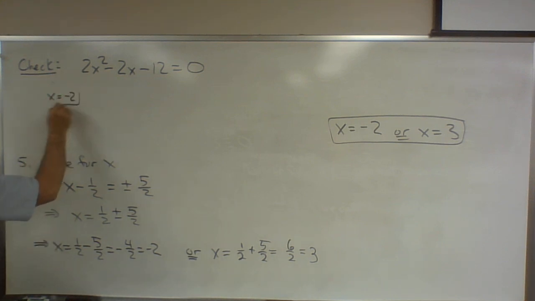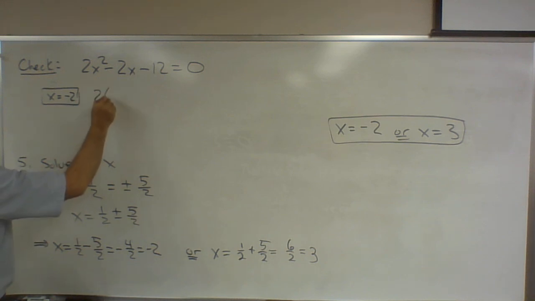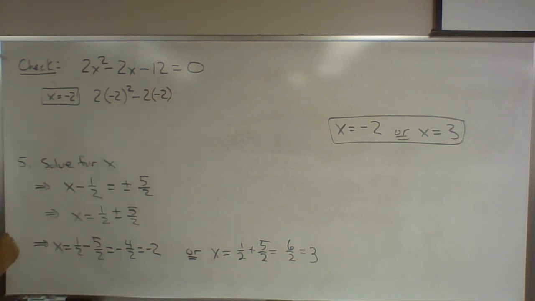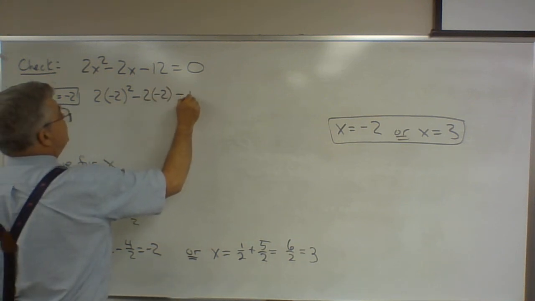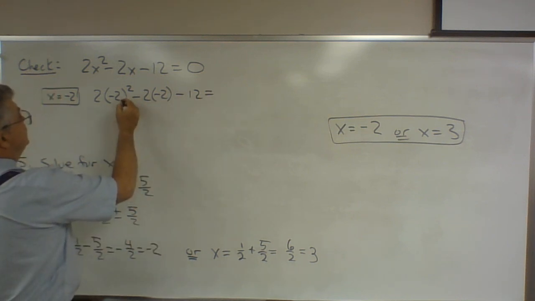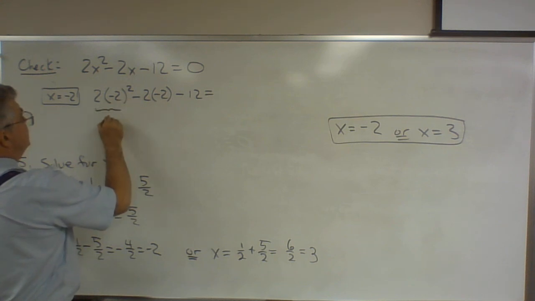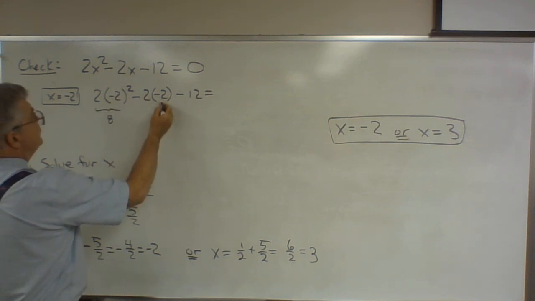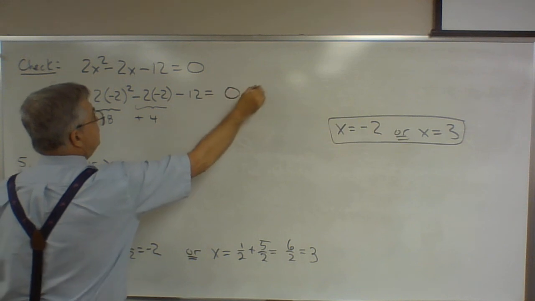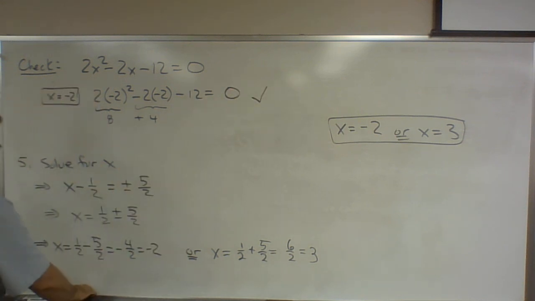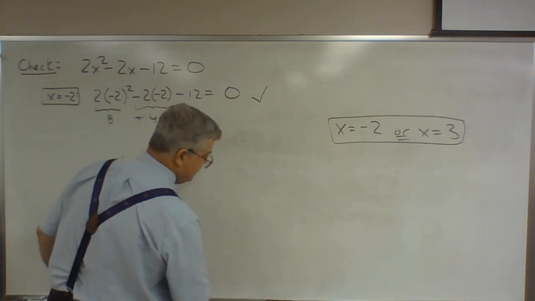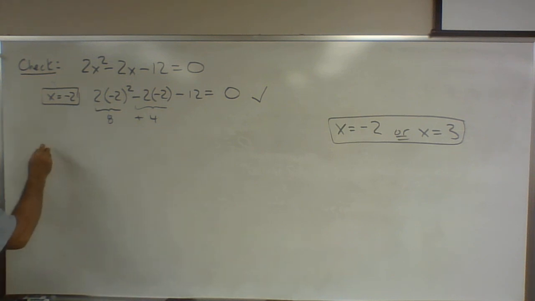X equals negative 2, let's try that. 2 times negative 2 squared minus 2 times negative 2, minus 12 equals, let's see. Negative 2 squared is 4 times 2 is 8. Negative 2 times negative 2 is plus 4. Minus 12 is 0. That checks, okay? Well, the first solution worked, so that's a good sign. Now let's try the next one.